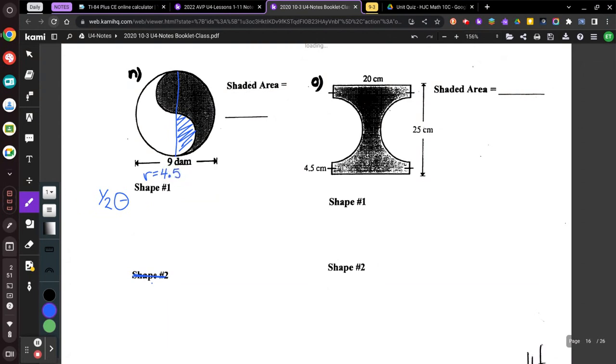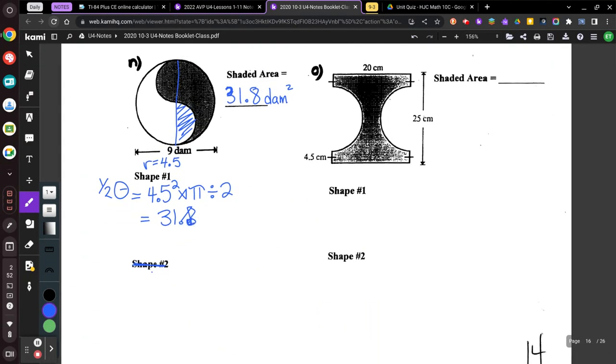Okay, 9. So now we've got area of a circle, which is going to be 4.5 squared times pi, and then divide it by 2 because we only have a half. And that's going to give us 31.8. So 31.8 decameters squared. So 31.8 is what we get.